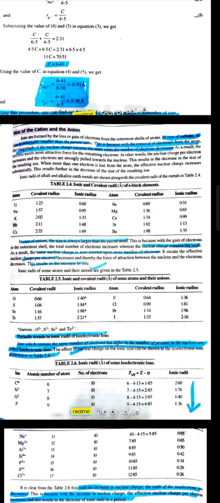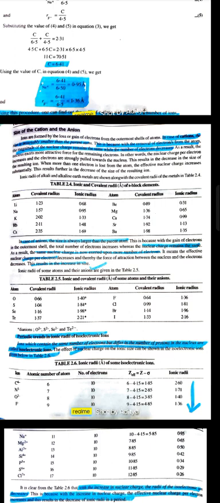When more than one electron is lost from the atom, the effective nuclear charge increases substantially. This results in a further decrease in the size of the resulting ion. The ionic radii of alkali and alkaline earth metals are shown along with the covalent radii in table 2.4.